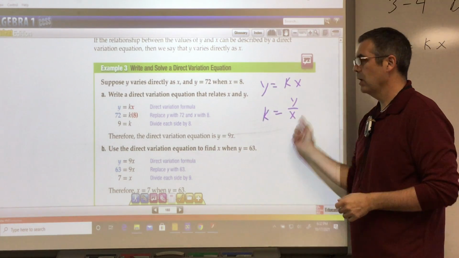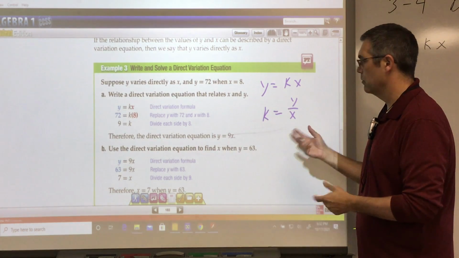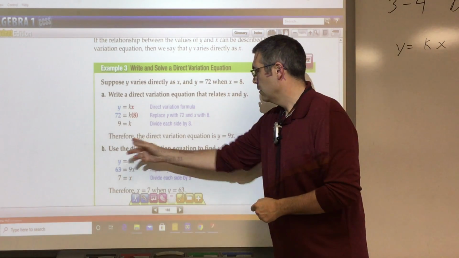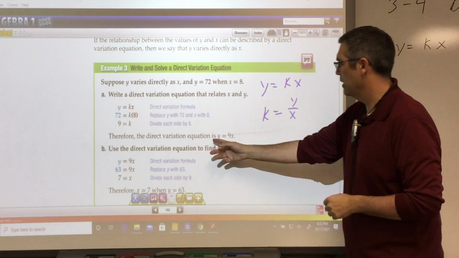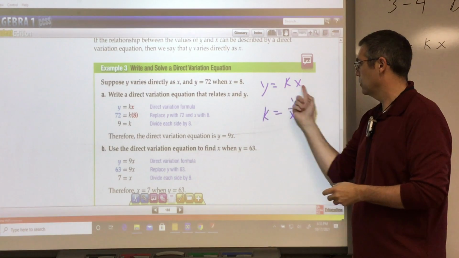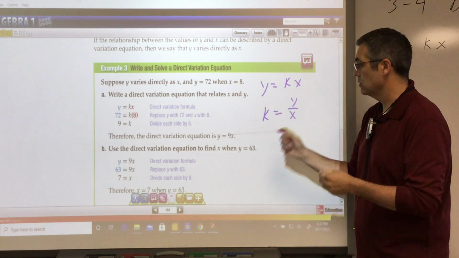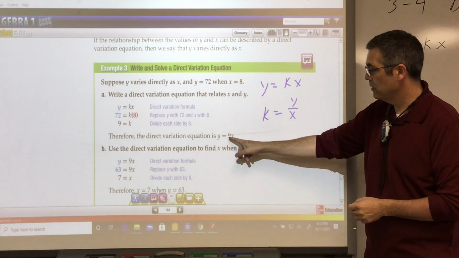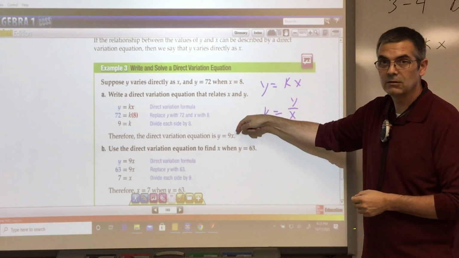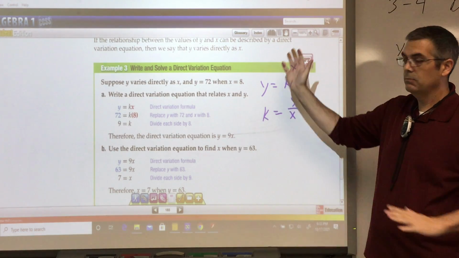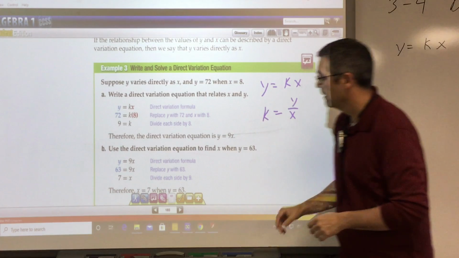Okay, this is partly why we talked about literal equations prior to doing this, so that you have that, right? Therefore, the direct variation equation is y equals 9x, and then they put it back into the direct variation equation. So now you can plug in x's here. Since you know that this is 9, you get to plug in x's to find out what the y is, and really be able to graph that line fully out, okay?